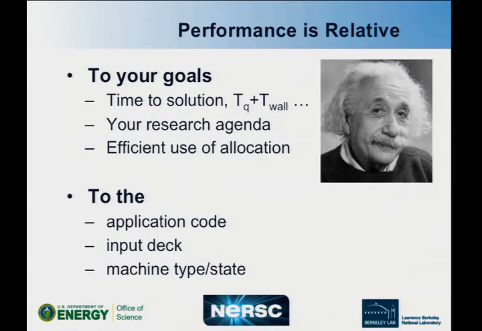So performance being more than one number, we can put together in a more concrete way here by looking at which aspects are important to optimize: the fact that performance is relative to the actual code that you or other people write, to the input deck, and to the machine type and state. The fact that different codes would run differently on different machines is obvious, in one regard.